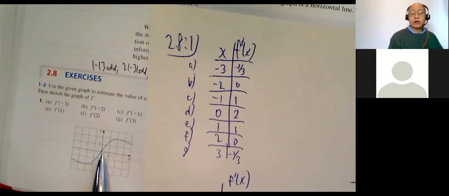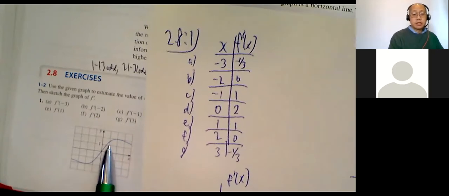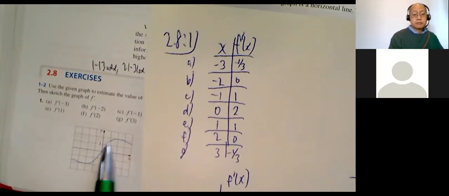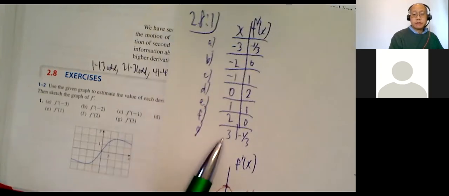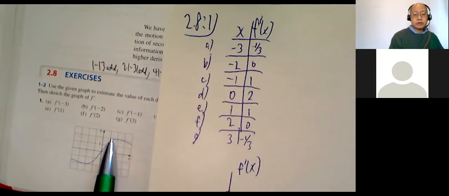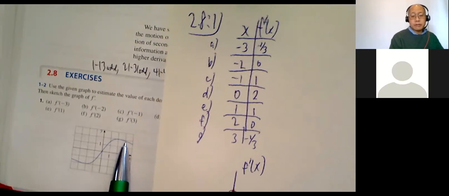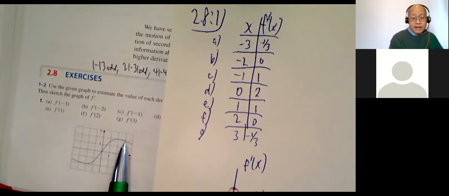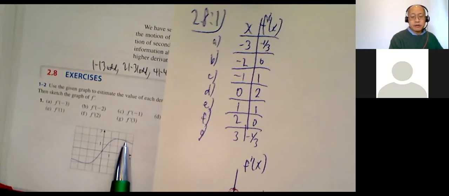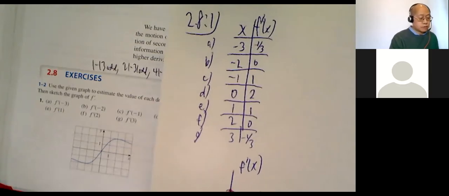Notice I'm not interested in the Y coordinate. I'm looking at the slope. Then at X equals 1, the slope is 1. Then at the top, 2, the slope is 0. And then at 3, again, I'm going down a little bit, right? If you were on this roller coaster ride right there, you would say, okay, I'm going down, but it's not very steep. So I said -1/3.